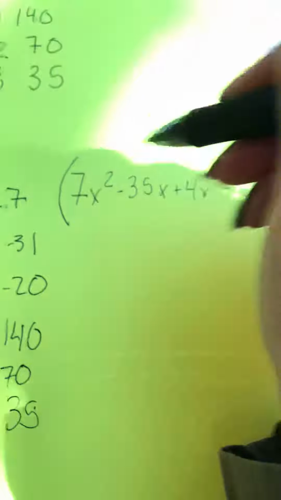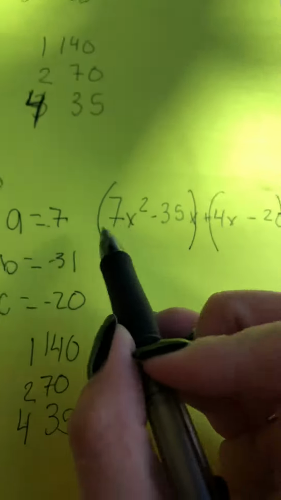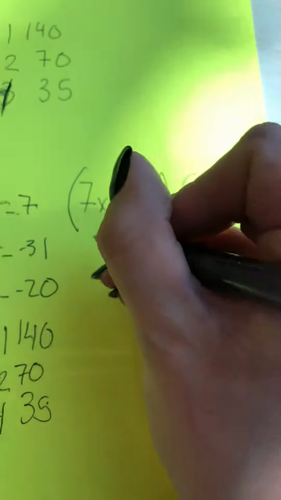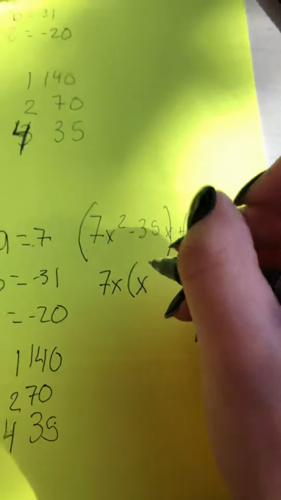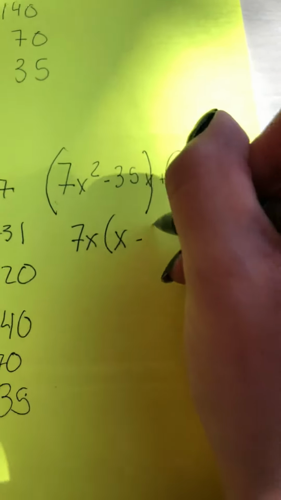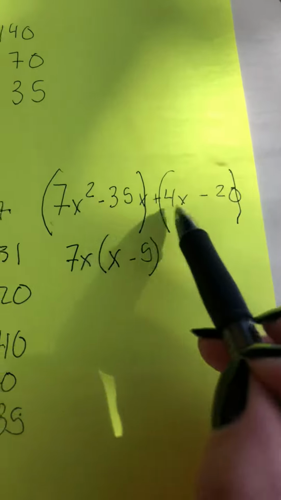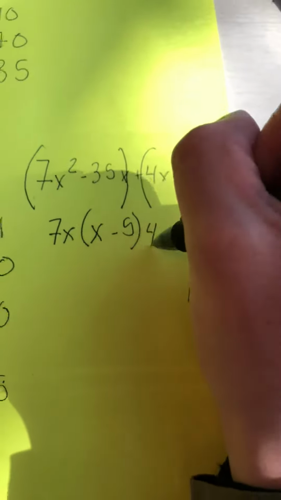When I have these 4 terms, I'm going to group them into 2 different groups. So I have my 7x squared and my 35x. Out of that, I could take out a 7x and end up with x minus 5. And for this one, I have my 4x and my negative 20. I could take out a 4.